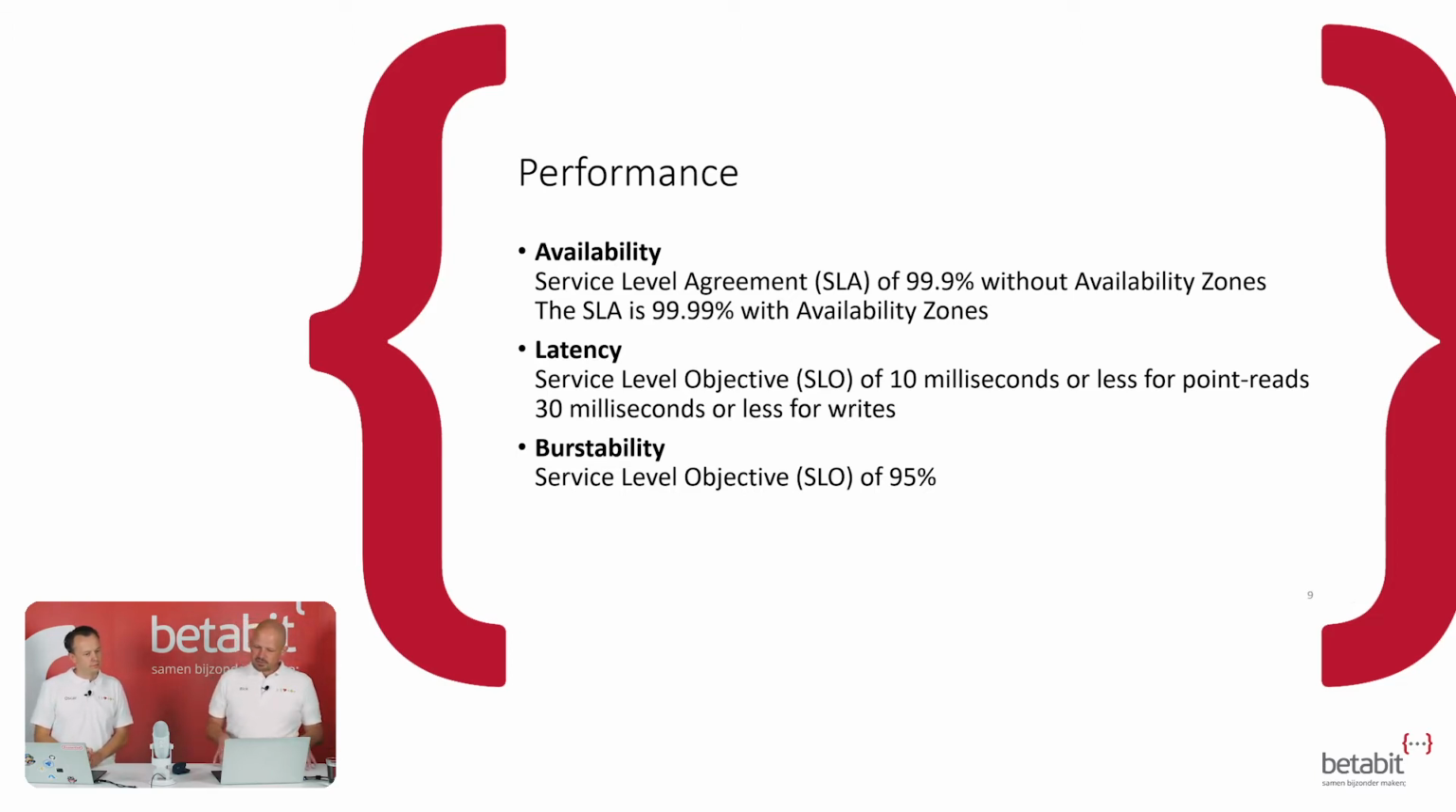If you have availability zones off, you only get a 99.9% SLA. Yeah. If you don't have availability zones enabled, and if you do have them, you get 4 nines of SLA. So that's less than the 5 nines of Cosmos DB in general.